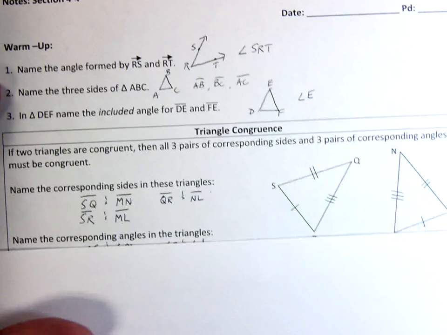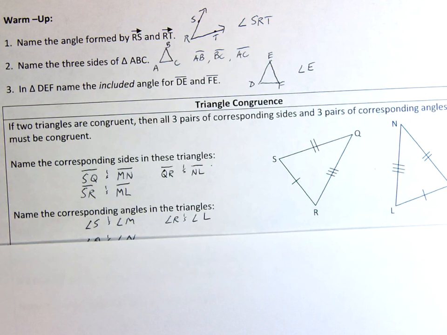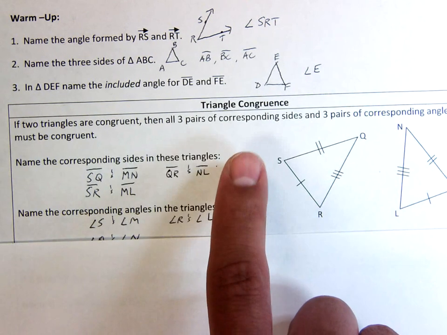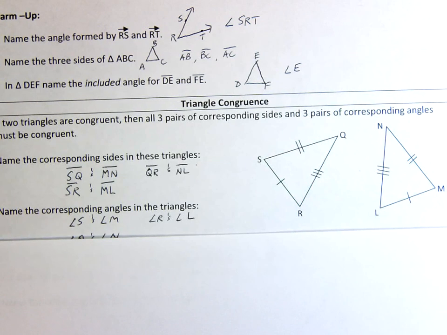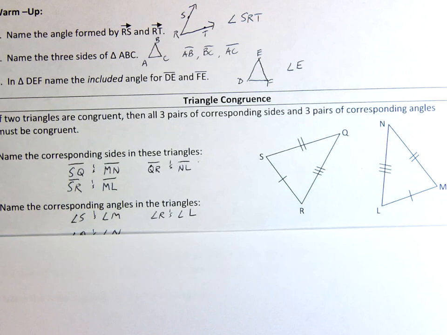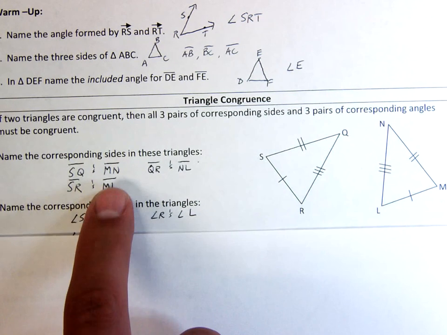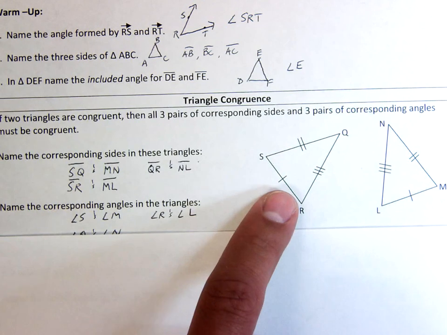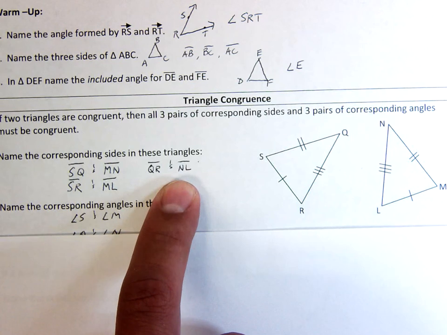We talked about what makes triangles congruent, or what makes any polygon congruent, but then specifically this was talking about triangles. If triangles are congruent, then all my three sides, they're corresponding, and they're all congruent. Again, the order does matter. So side SQ, this side of this triangle, matches up with side MN from this triangle. Side SR matches up with ML. QR matches up with NL.